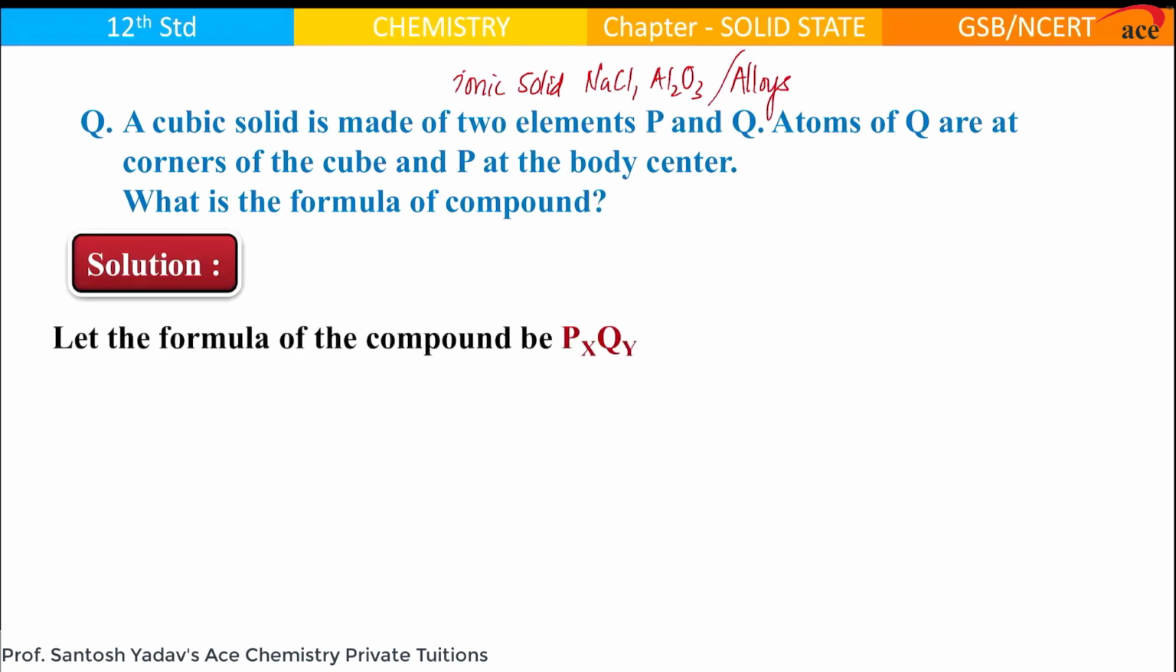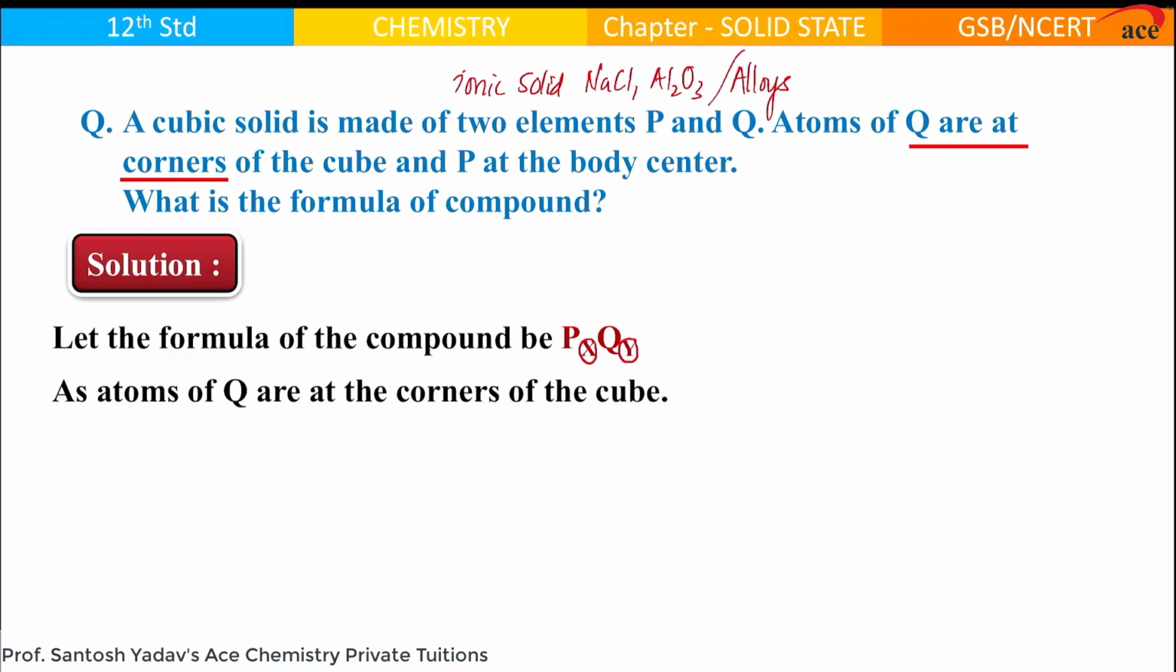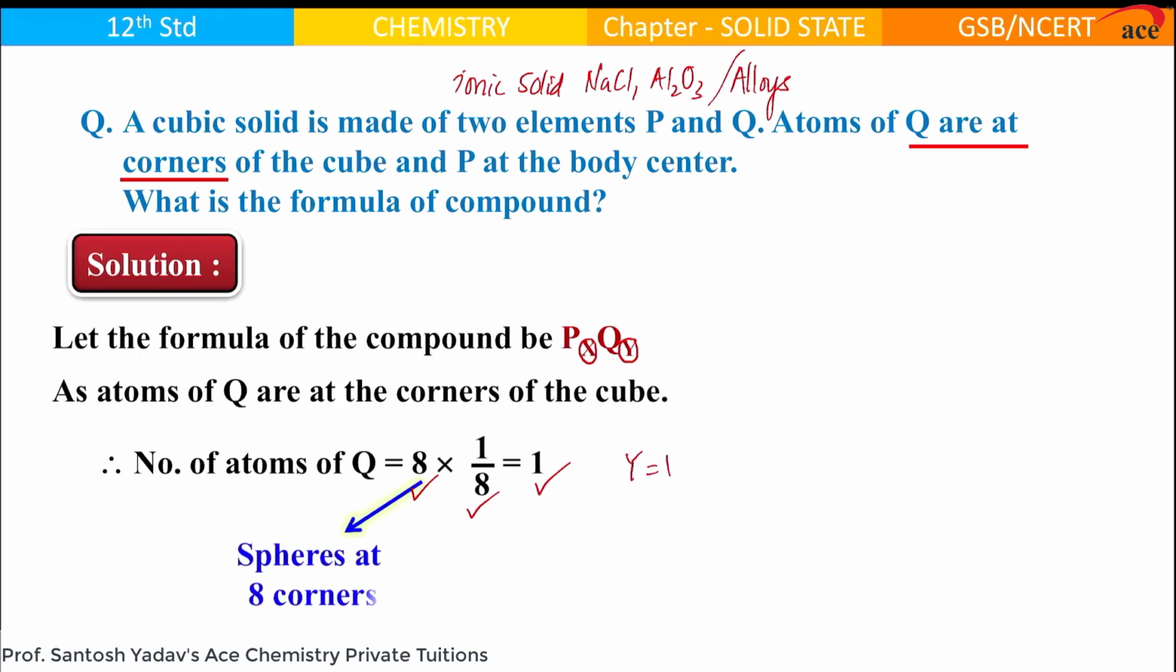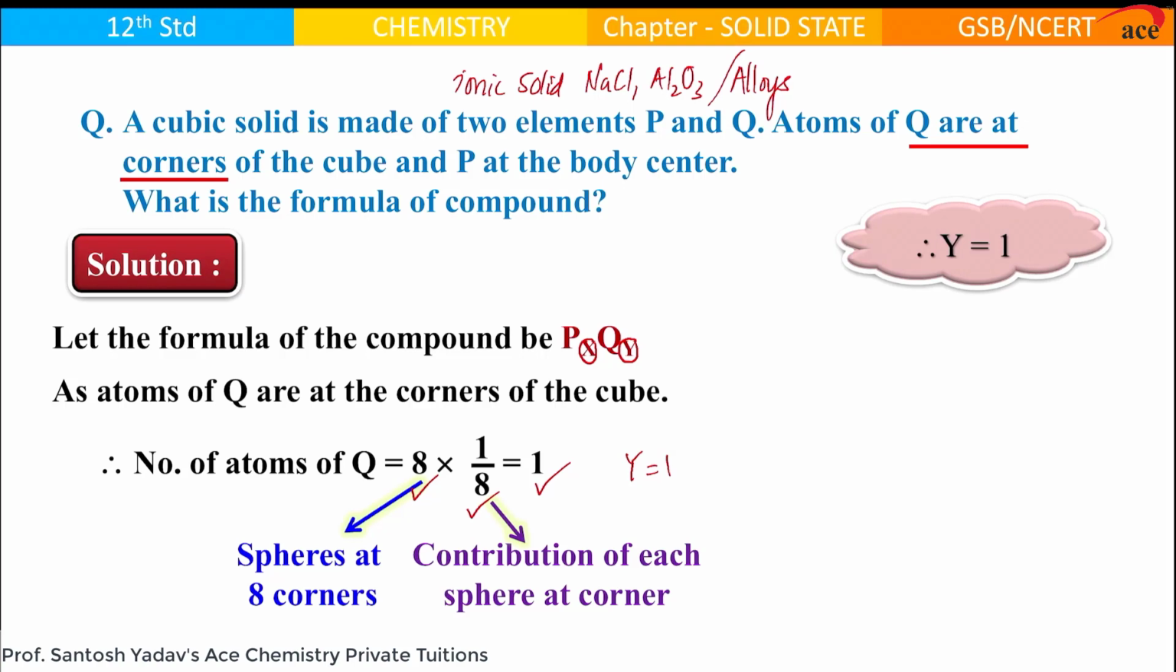How to do it? Let the formula of the compound be PxQy, where X is the number of P atoms and Y is the number of Q atoms. So, Q are present at the corners. For anything present at the corners, each corner contributes 1/8 and there are 8 corners. So, the number of Q atoms is 1. That means Y value is 1.